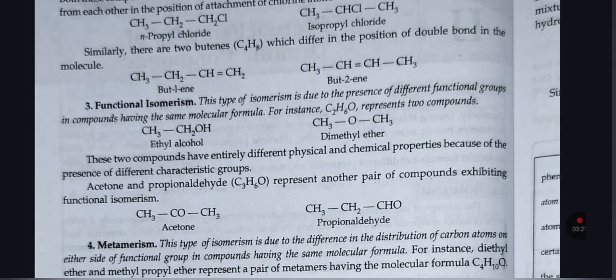Similarly, there are two butenes which differ in the position of double bond in the molecule. But-1-ene, but-2-ene. Functional isomerism. This type of isomerism is due to the presence of different functional groups in compounds having the same molecular formula. For instance, C2H6O represents two compounds, ethyl alcohol, dimethyl ether. These two compounds have entirely different chemical and physical properties because of the presence of different characteristic groups.